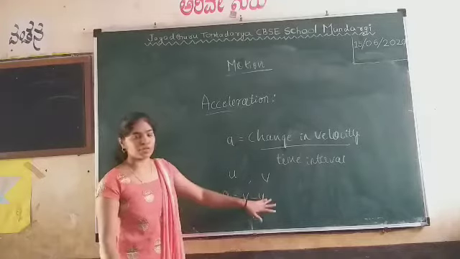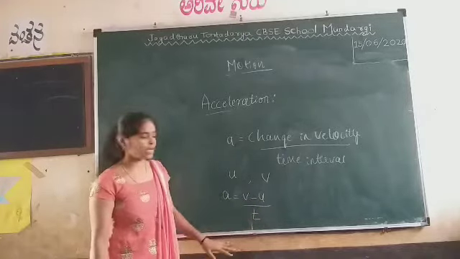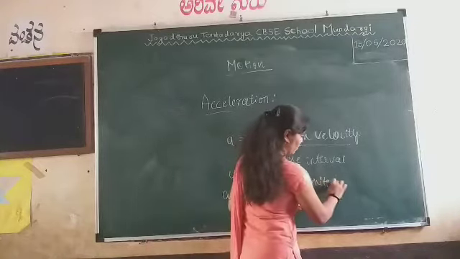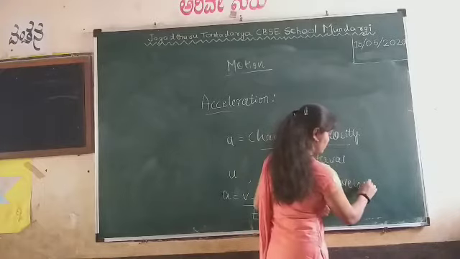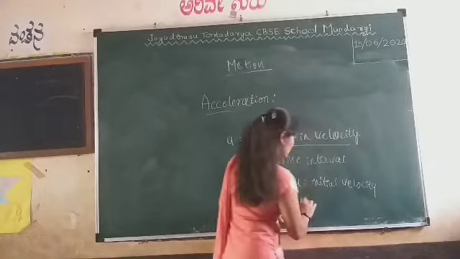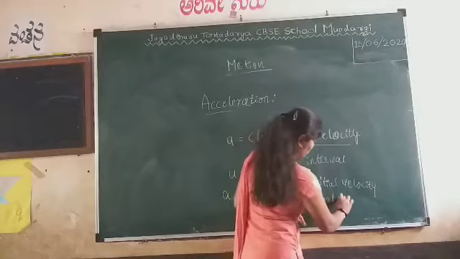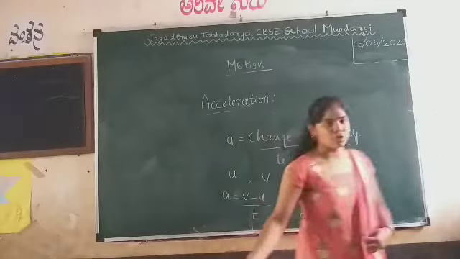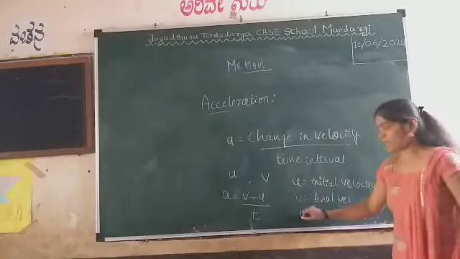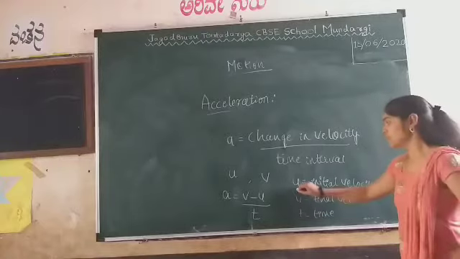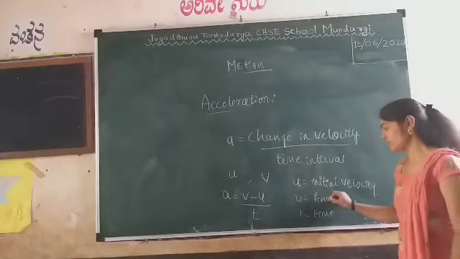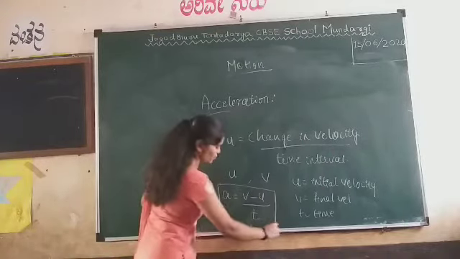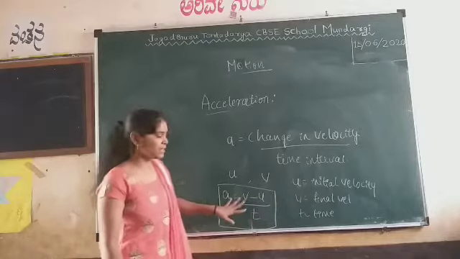Here u and v represent the initial velocity and the final velocity. u equals initial velocity, v is the final velocity and t is the time interval. So v, u and t are the terms of the acceleration. This is the formula for the acceleration: a equals v minus u divided by t.